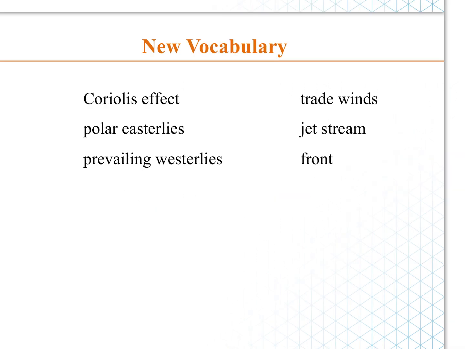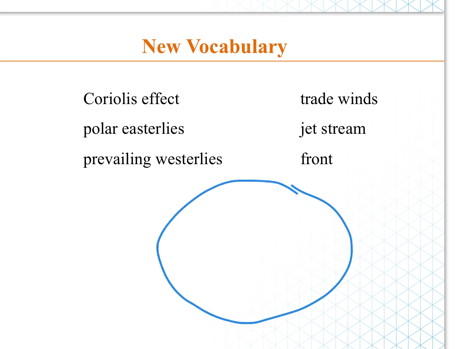So a quick overview of some of the vocab we're going to need to know for this. So again, you hopefully have turned in your vocab, but the Coriolis effect, polar easterlies, prevailing westerlies, trade winds, jet stream, and front. By the end of this section, we should see how all of these different terms really help us to understand planetary winds. All right, so you're probably thinking, what exactly are planetary winds?